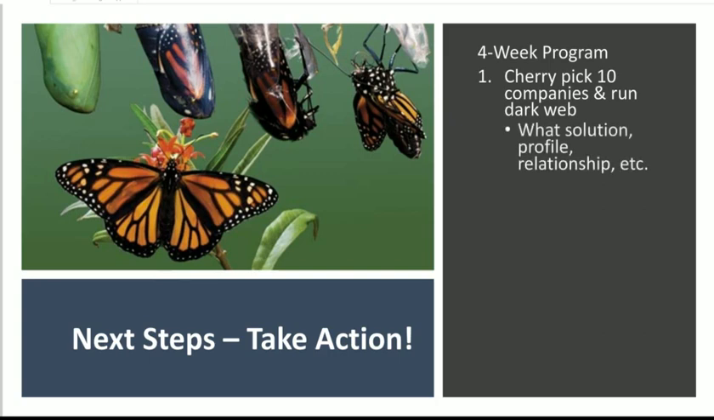First week, we set up a recurring call for the first week, and we talk about exactly what we focus on here: cherry picking 10 companies, running dark web, choosing what solution, what's the profile, evaluating the relationships on their side and on your side of who has the best relationships and with who, and how we are going to work that into the outreach and the appointments and the sales process.